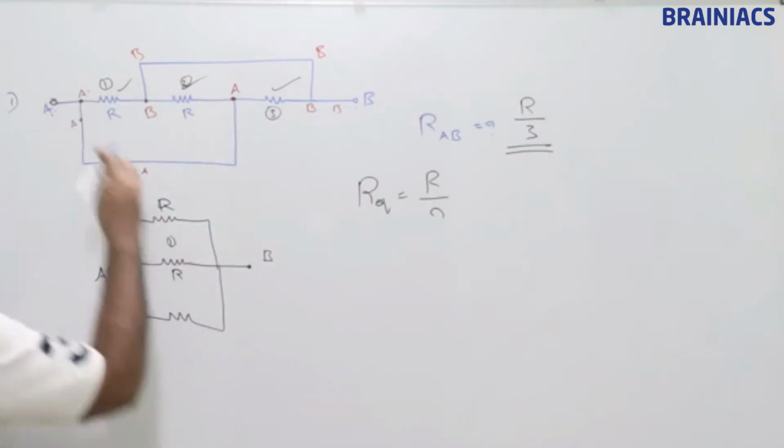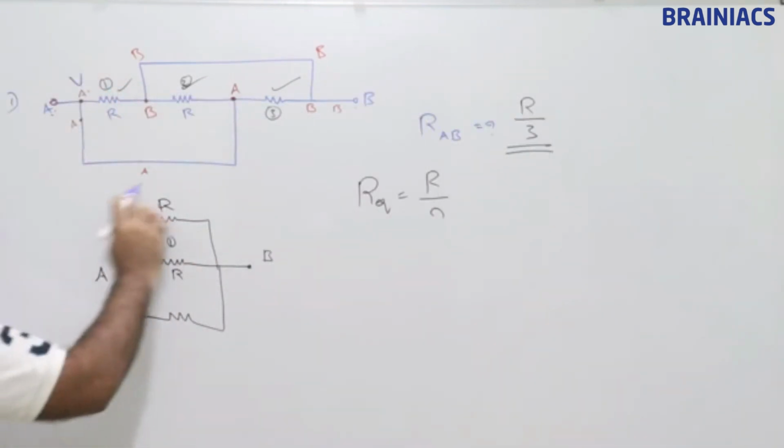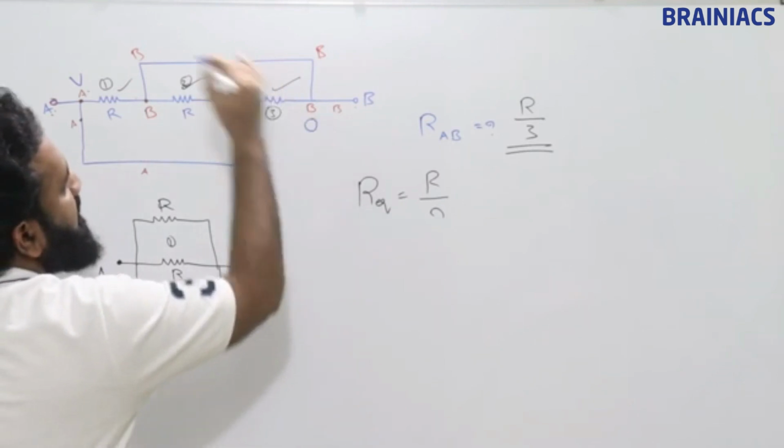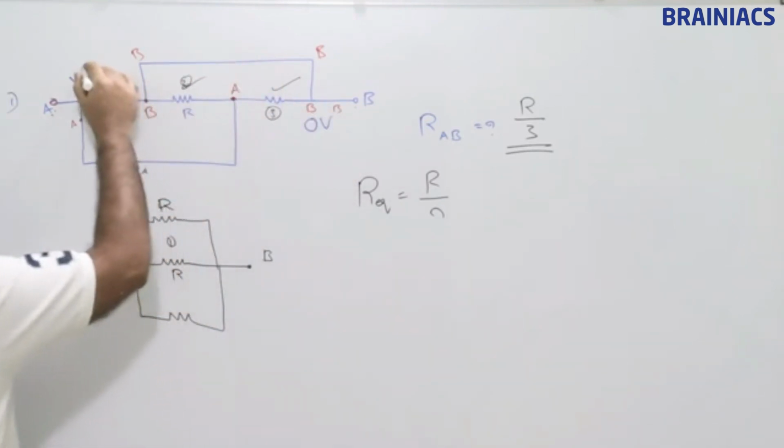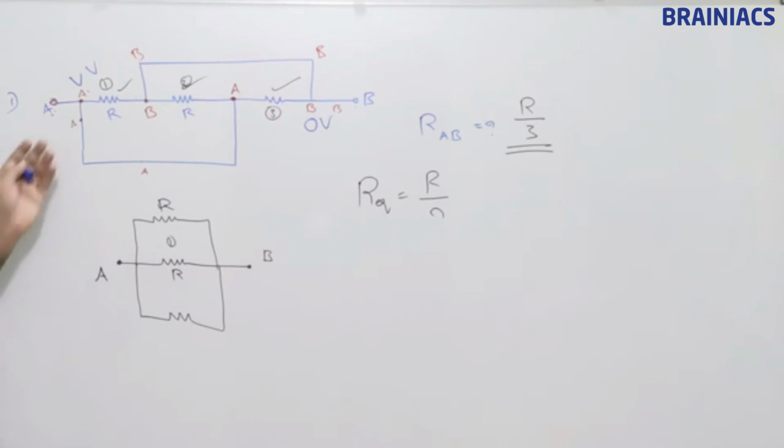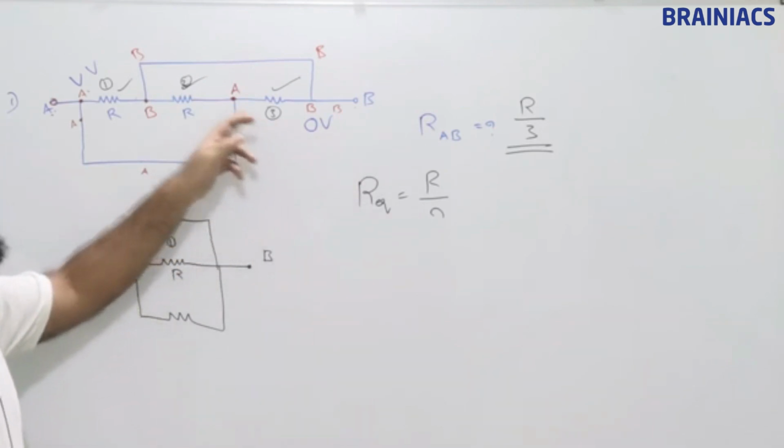If you want, we can consider this voltage as 0 V and this voltage as V volt. Likewise, if we want, we can consider it like that, but it is easy considering these nodes.